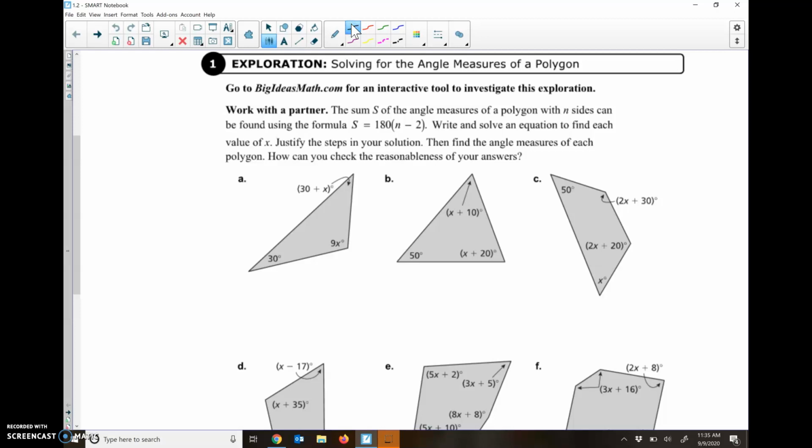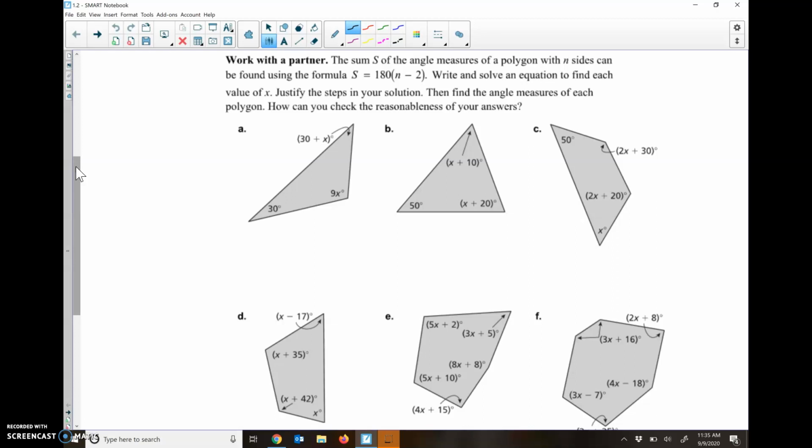So section 1 was just simple equations, one-step equations. Now we get into some multi-steps. So we're going to look at a couple of these, and these are actually the harder ones of the problem. So if you can do these, then you should be good.